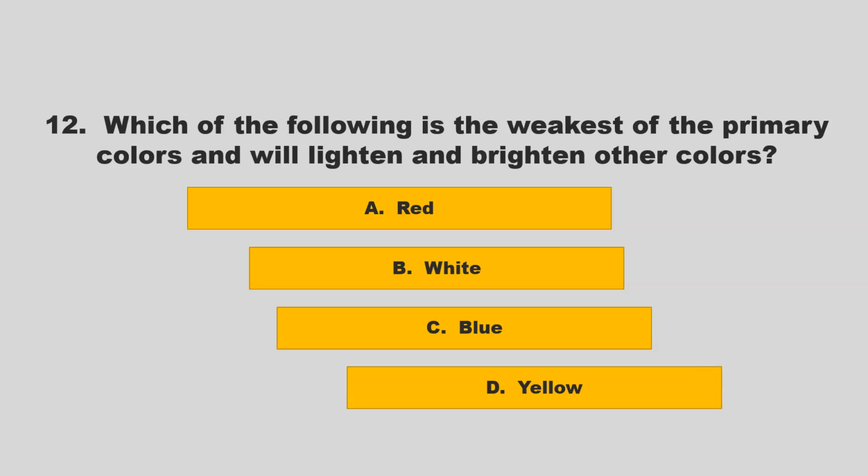Which of the following is the weakest of the primary colors and will lighten and brighten other colors? Is it red, white, blue, or yellow? If you chose D, yellow, you are correct.